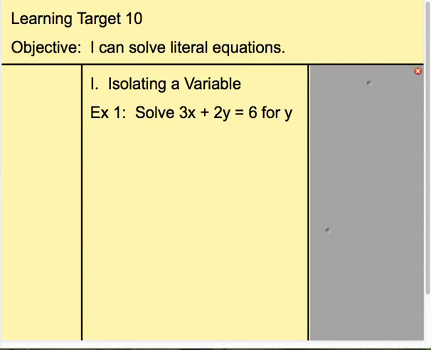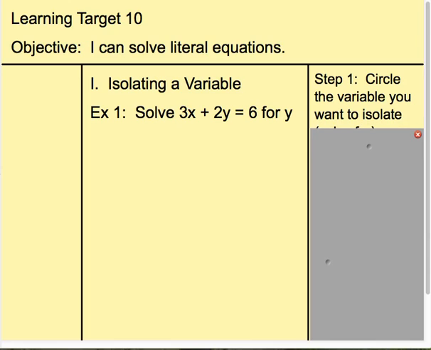So first of all, isolating a variable. That's what we're going to be learning today, isolating a variable when there's more than one variable involved in the equation. So in order to organize your work, step one isn't essential, but I think it's a good way to visually remind yourself what exactly it is you're doing. When there's more than one variable involved, it might get kind of confusing as to what it is you're trying to solve for. So I recommend starting by circling the variable that you want to isolate or solve for.